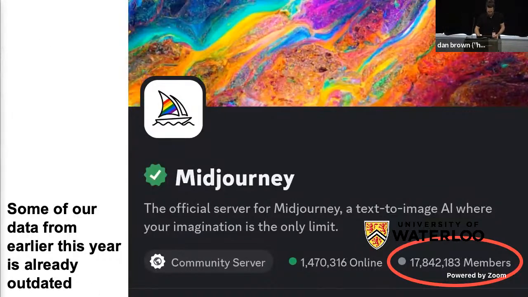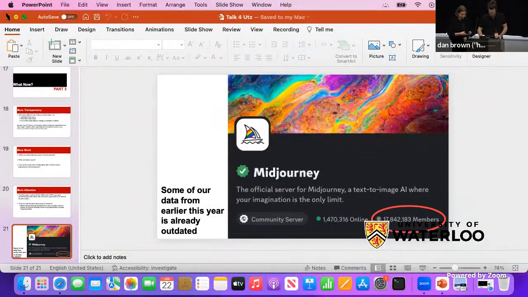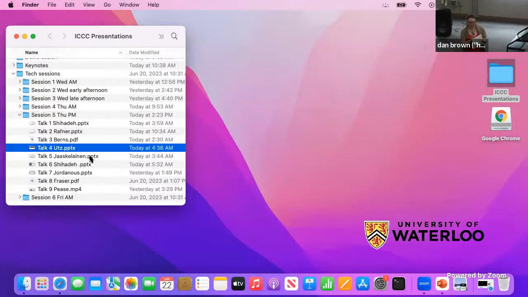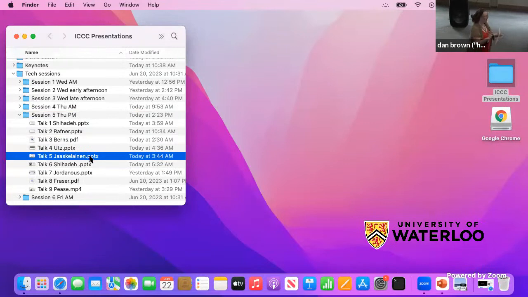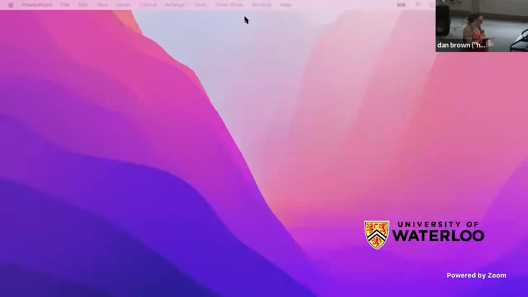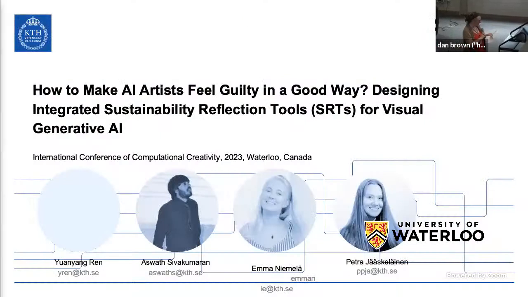So we're just resolving now. I think that we're going now into the short papers. If anyone is about to speak and was not expecting to be a short paper, tell me, please. But first of all, welcome Petra Jaskalainen to the stage. And Petra's talk is How to Make AI Artists Feel Guilty in a Good Way: Designing Integrated Sustainability Reflection Tools, SRTs, for Visual Generative AI.